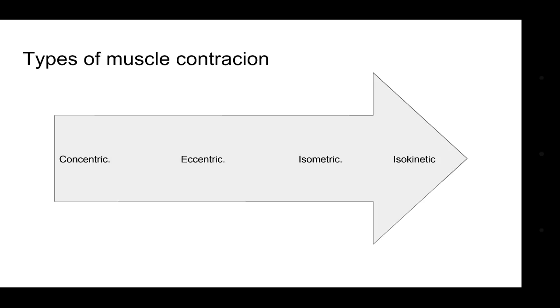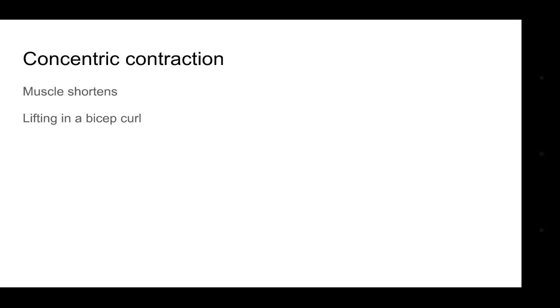During sporting activities, muscles have to contract and relax in multiple different ways. The four different ways are concentric, eccentric, isometric, and isokinetic. Concentric contraction shortens the muscle during the contraction. An example of this would be when lifting the weight in a bicep curl.